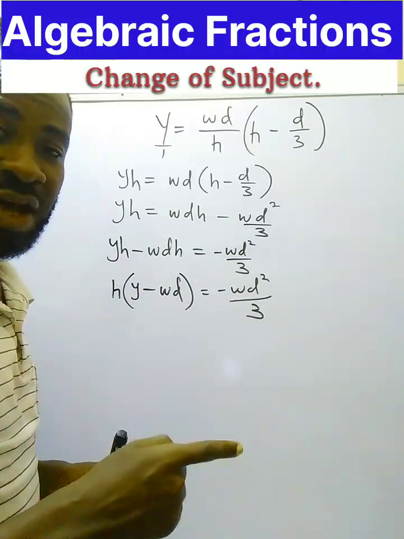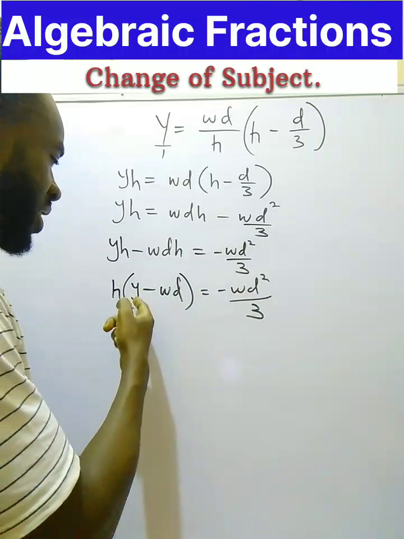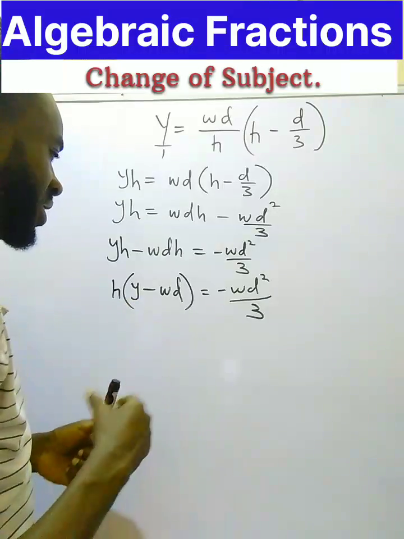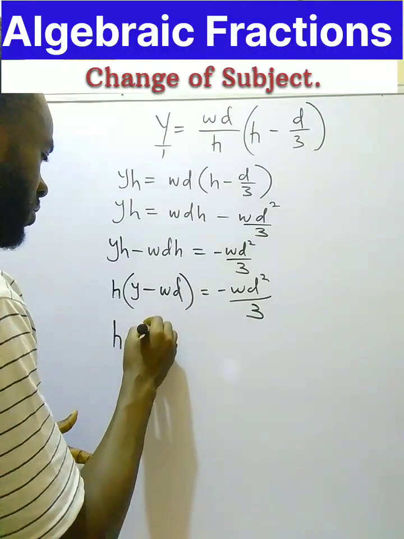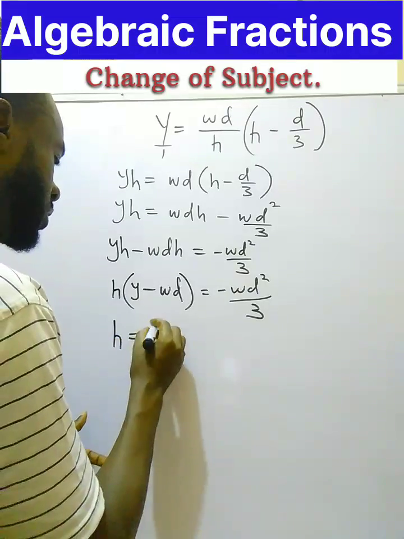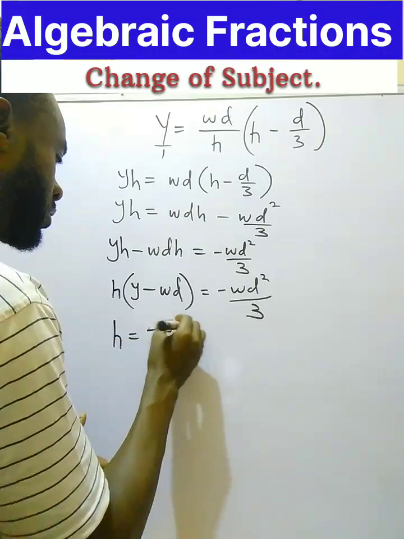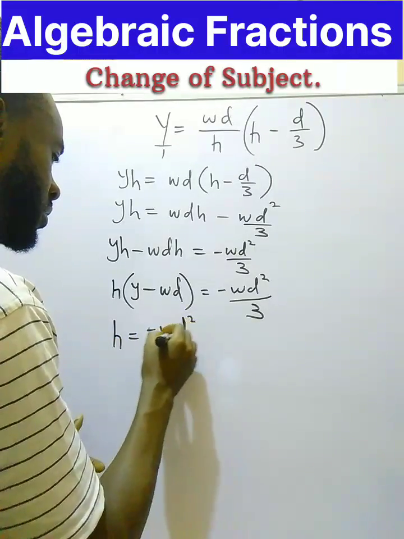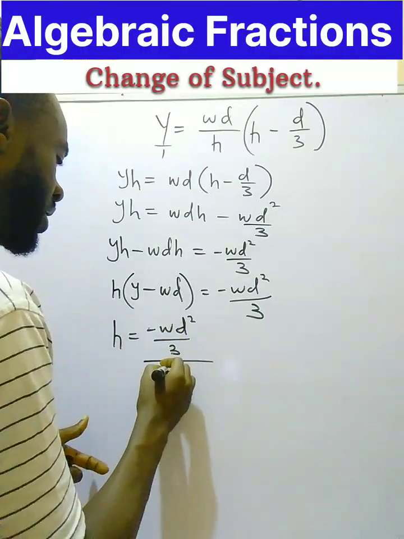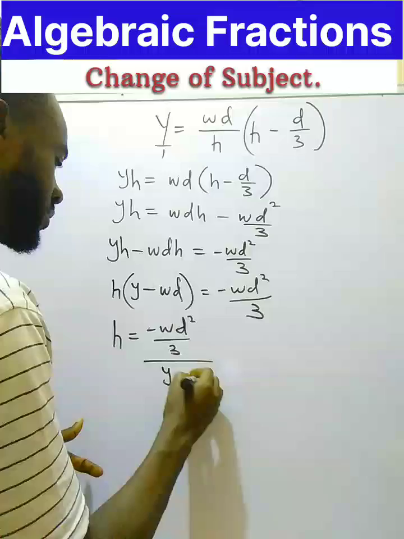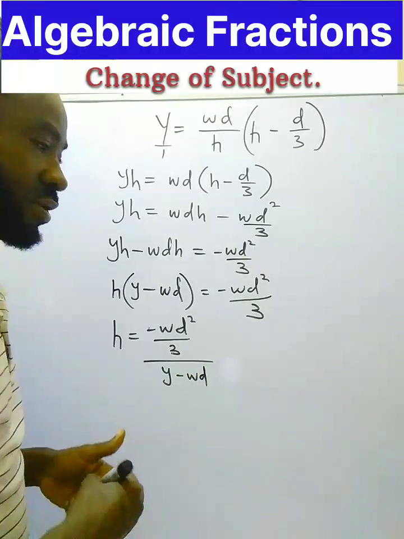Okay, so to get h now, I'm going to get rid of this term in the bracket by dividing both sides by this same term in the bracket. So to get h, I'm going to say my h is equal to the minus wd square over 3 divided by y minus wd.